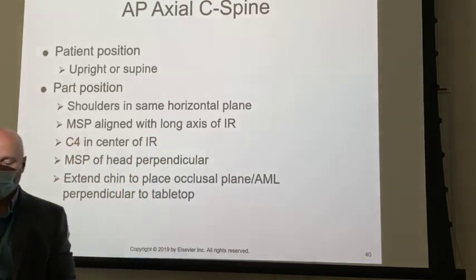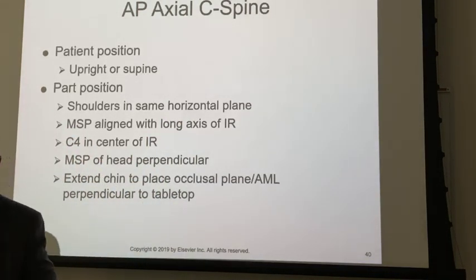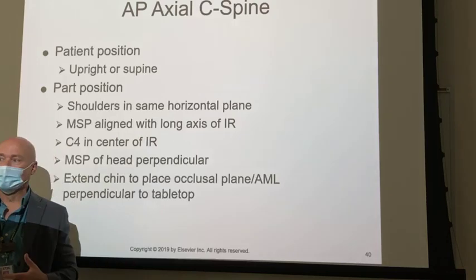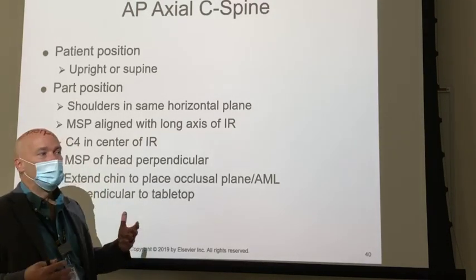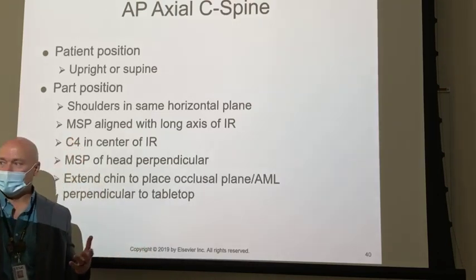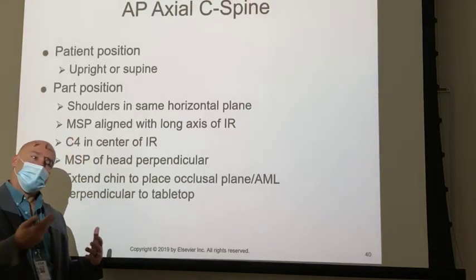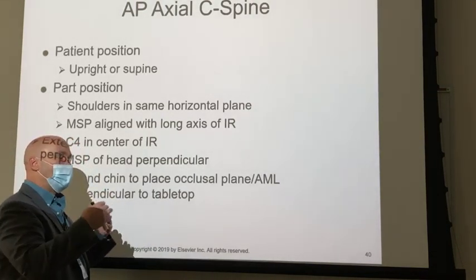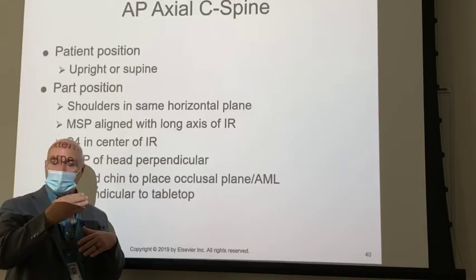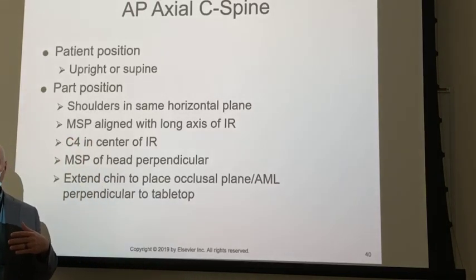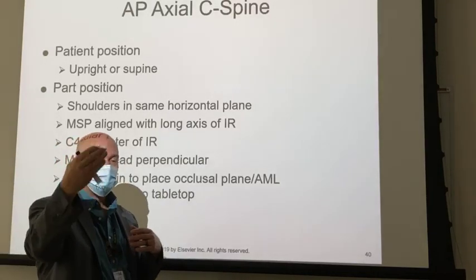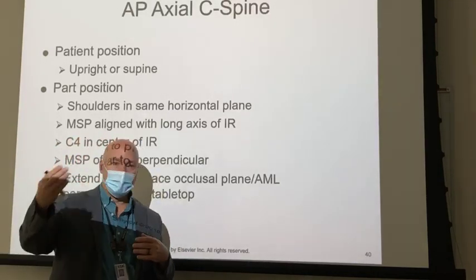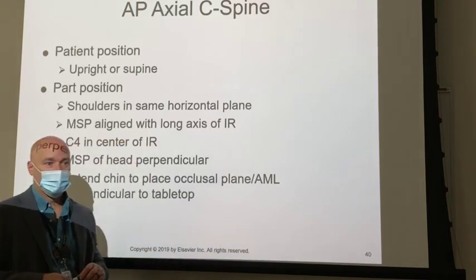And the purpose for the angulation is because of the lordotic curvature of the C-spine, the joint space, the disc space, is going to be at an angle. So the purpose for the angulation is to open up the disc spaces, and the purpose for putting the AML perpendicular to the image receptor is so you get as much of the upper portion of the C-spine as possible.